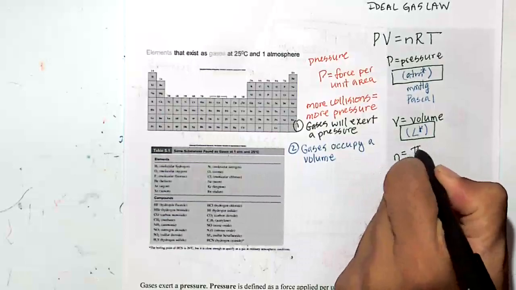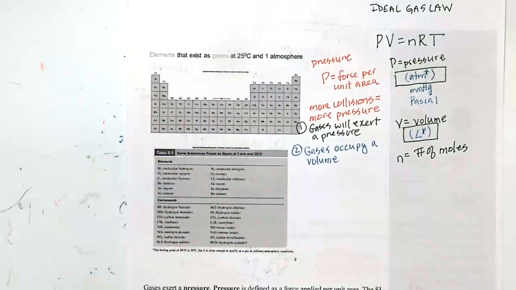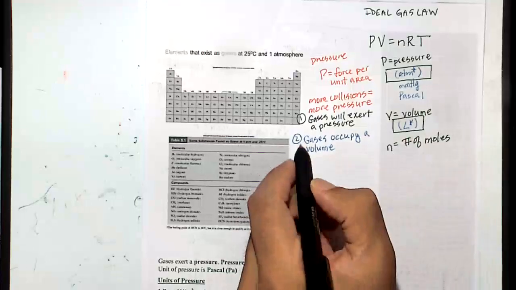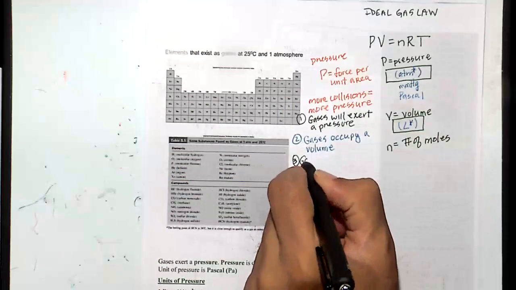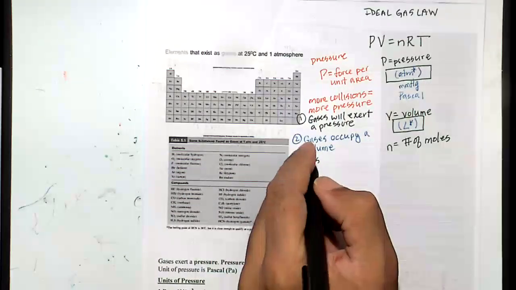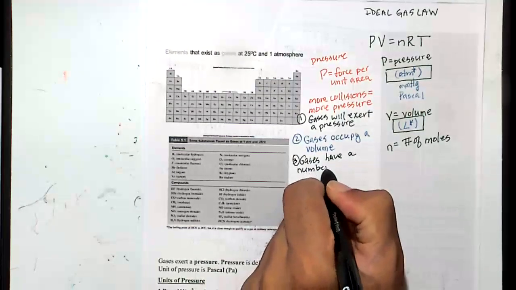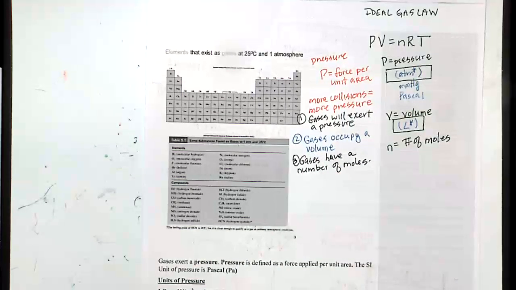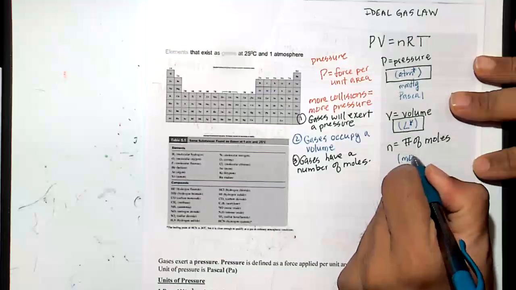N is the number of moles. Okay, so gases occupy a number of moles. Okay, so, you have this many moles of a gas. Gases, I should say, gases occupy a volume. They have a number of moles. Okay, and this T is temperature. Okay, the units here are MOL, moles.